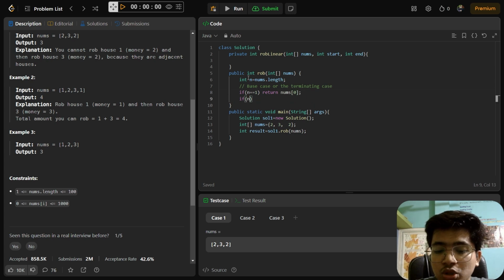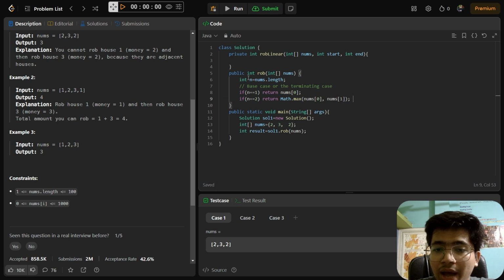Second, we'll be checking if there are two houses, that is, if n equals 2, then we'll simply return the maximum amount of the two. So return Math.max(nums[0], nums[1]). So these are the two base cases that we handled.